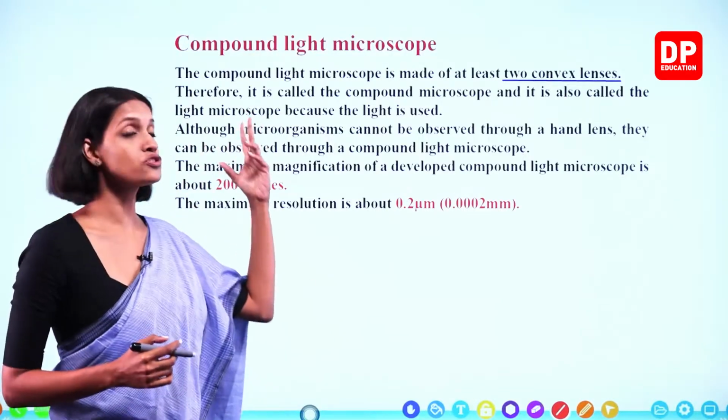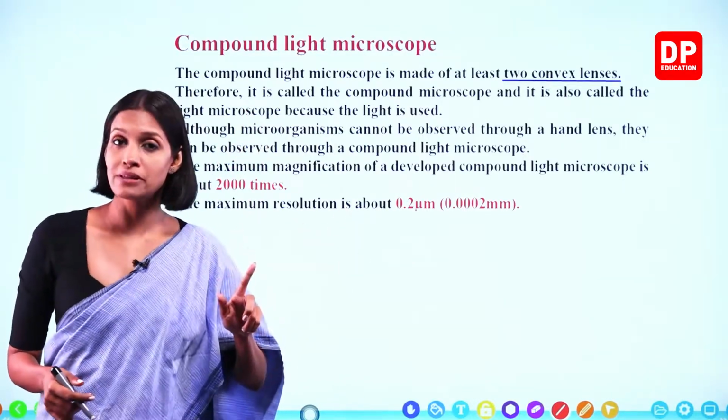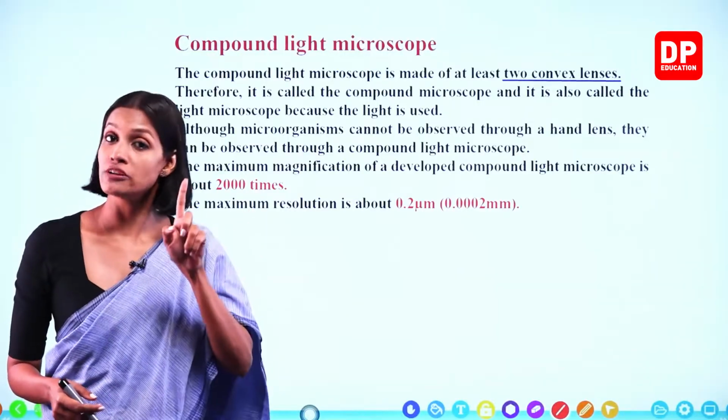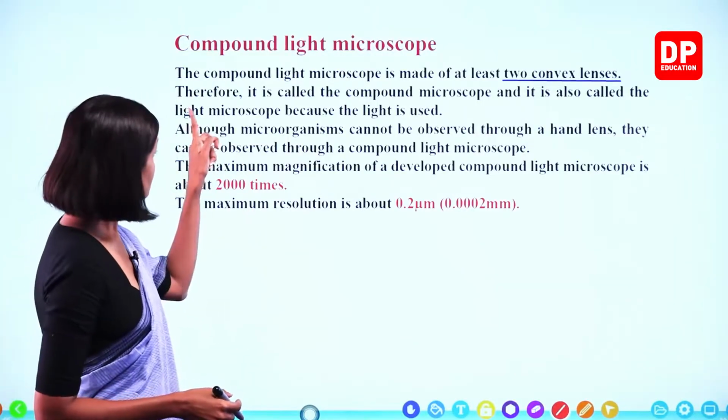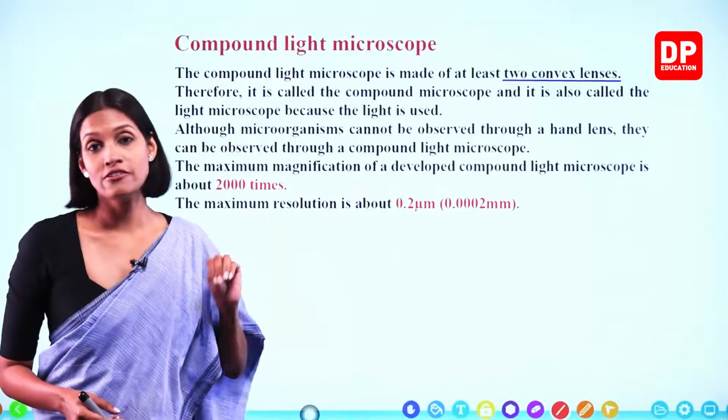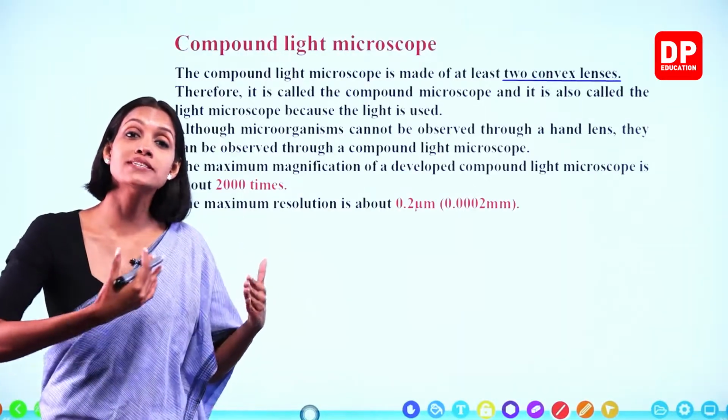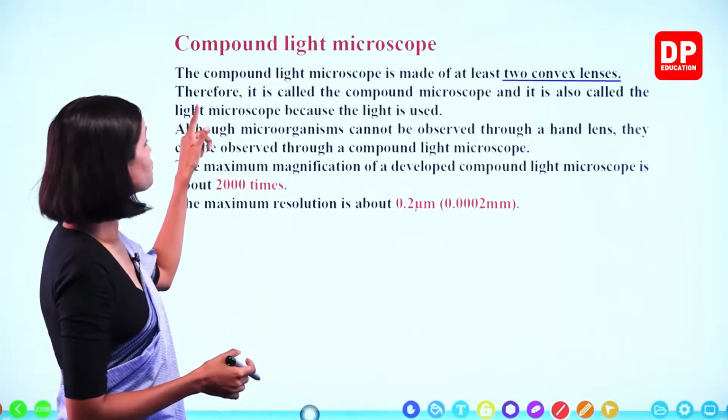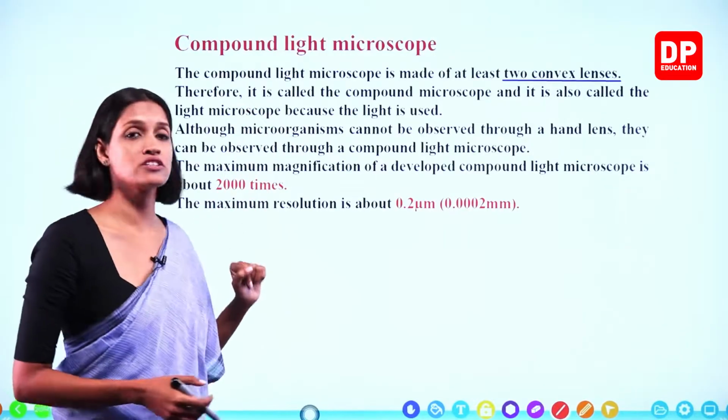Because it has two convex lenses. The simple microscope or the hand lens has only one convex lens. This microscope has two convex lenses. That is why it is known as compound, right? Therefore, it is called the compound microscope.